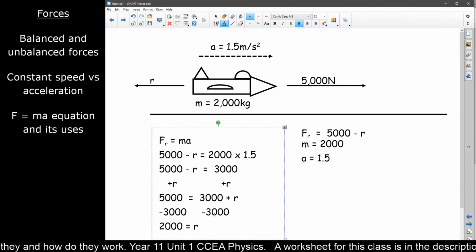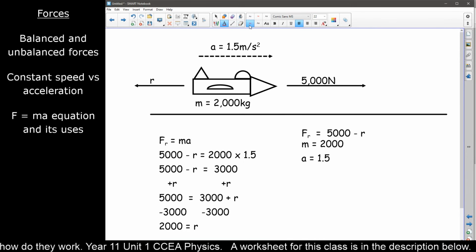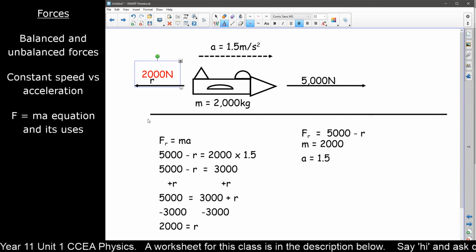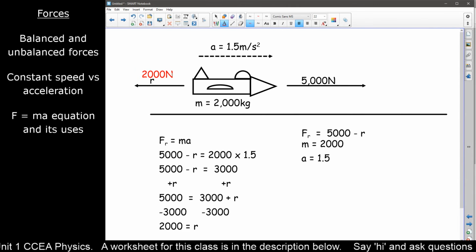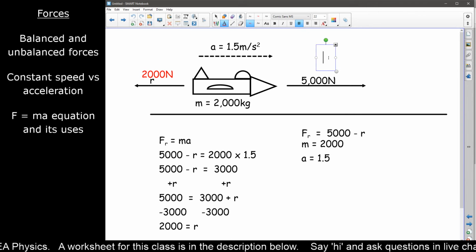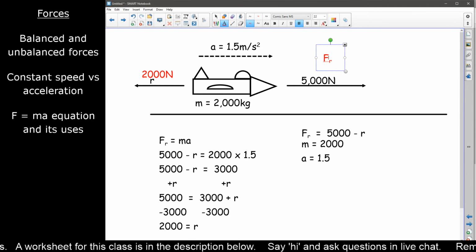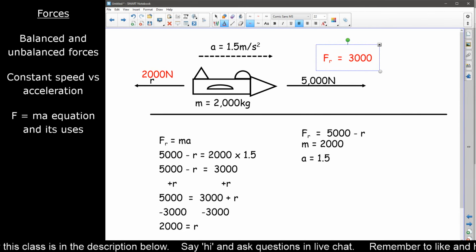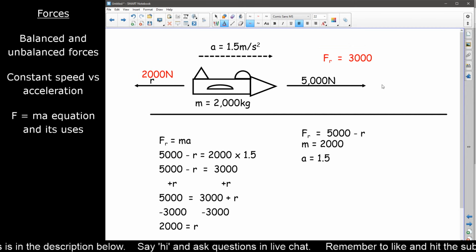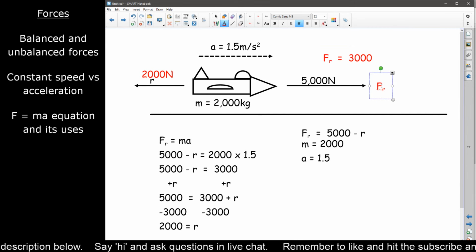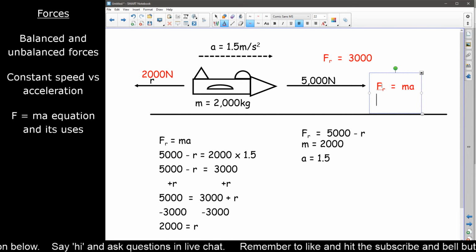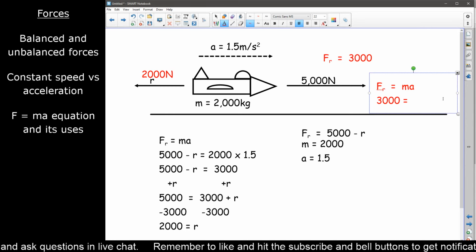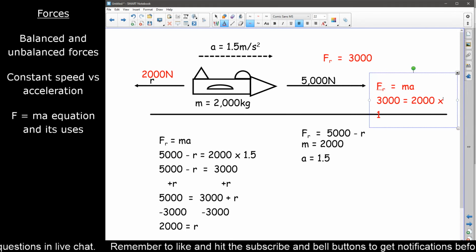All right. And let's go up and check this. This is always a good thing to do. If this was 2,000 newtons here, what I'd have is 5,000 newtons forward, 2,000 newtons backwards. That would give me a resultant force, FR, equal to 3,000. Is that consistent with the maths that I've got? That would give me the equation FR equals MA. So 3,000 should equal, if I've done this right, 2,000 times 1.5, which it does.